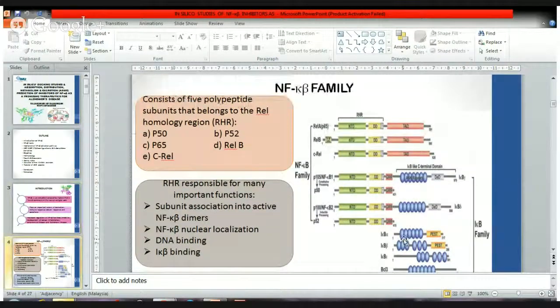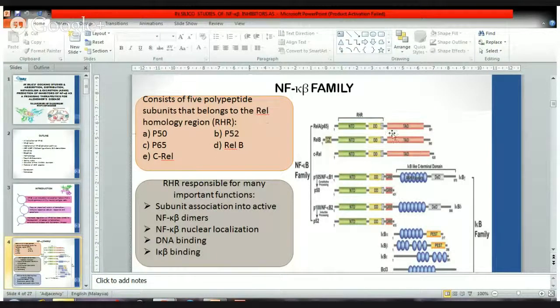So this is the NF-kappa B family, which consists of 5 polypeptide subunits: p50, p52, p65, also known as RelA, RelB, as well as c-Rel. Generally, NF-kappa B is known to exist in the form of a dimer, either homodimer or heterodimer. The most common form of NF-kappa B is the heterodimer of p50 and p65 subunits, and even in the brain, the p50, p65 heterodimer is the most common.